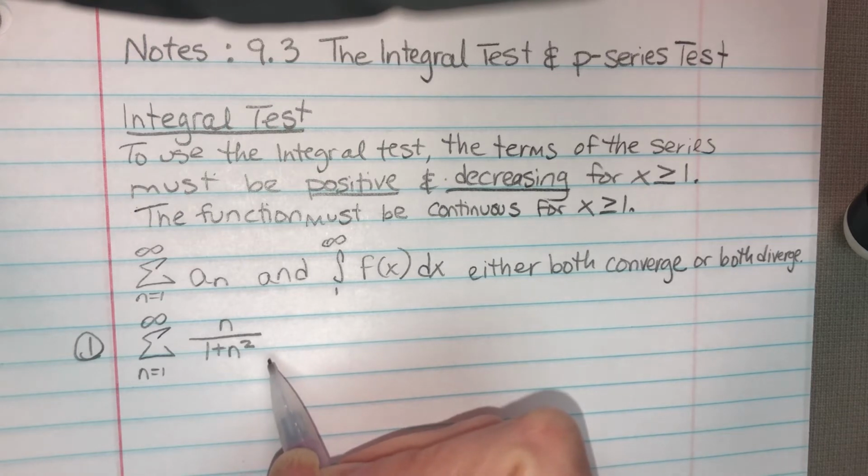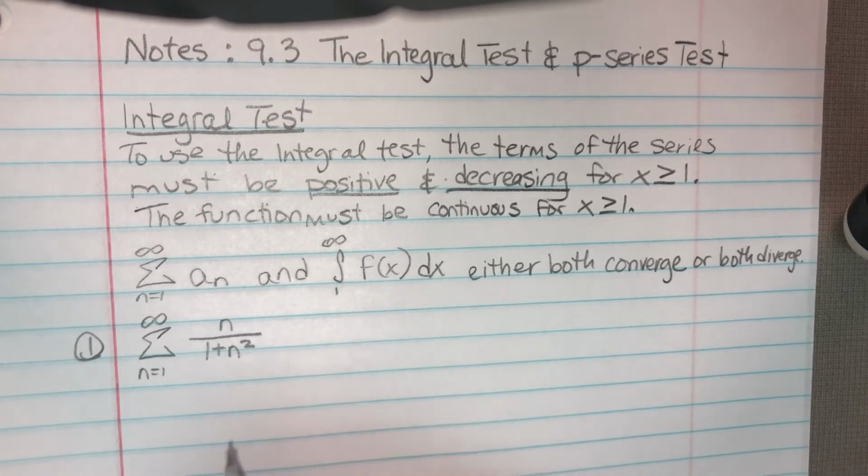If I set that denominator equal to 0, I would subtract 1 from both sides and I get n squared equals negative 1. The answer to that is an imaginary number. So there are no vertical asymptotes, there are no holes, so this function should be continuous for all x values greater than or equal to 1. So we have determined that we can use the integral test on this problem. Now we are going to apply it.